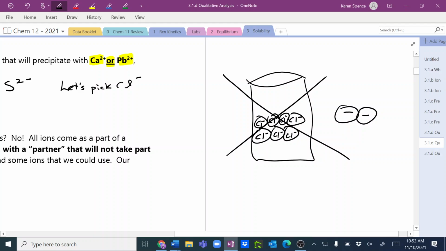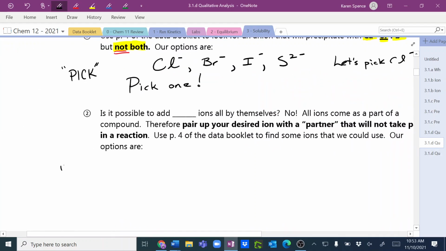So we need to choose an ion to partner. So we need to pick an ion and then we need to pick a partner. And if we're looking at chloride, bromide, iodide, and sulfide, those are all what type of ions? Those are all anions, which remember what's an anion? An anion is a negative ion. So if I'm going to pick a partner for my anion, the partner has to be a cation, okay?